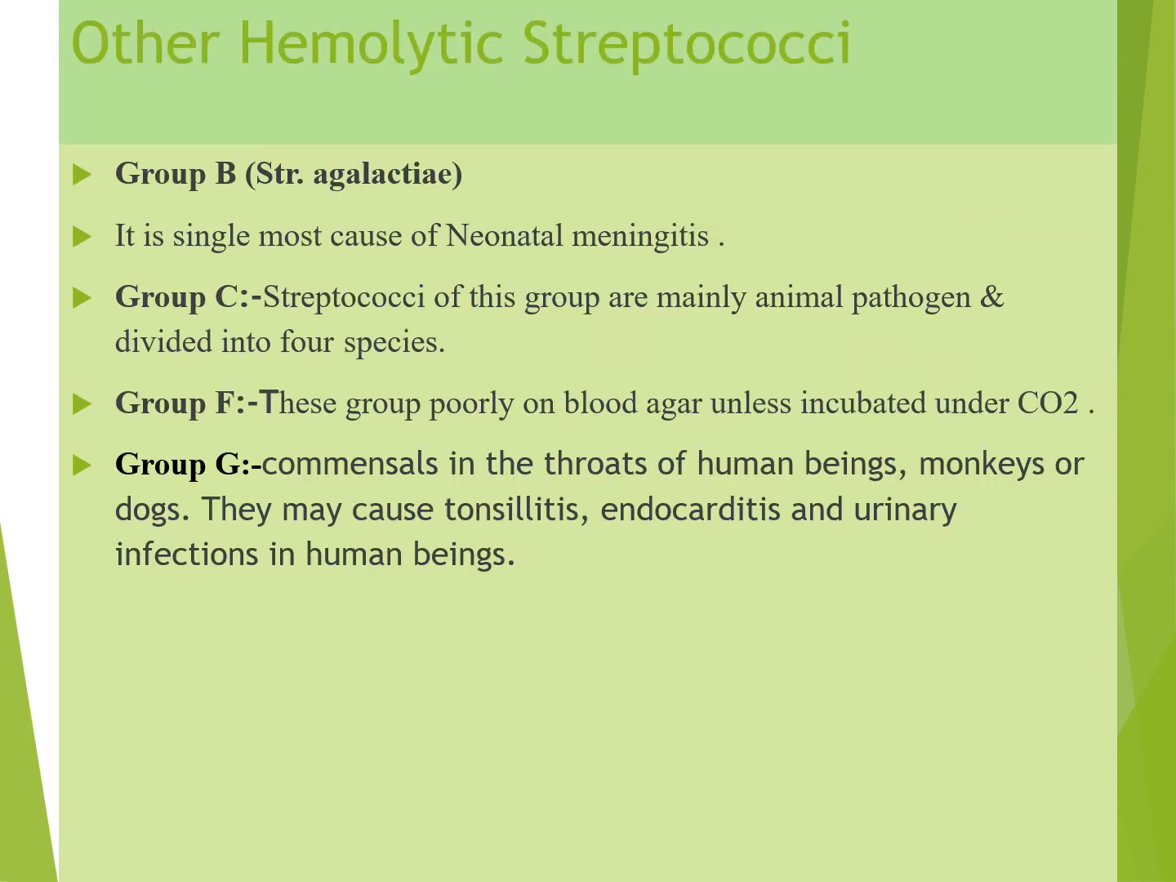Other hemolytic streptococci. Group B, Streptococcus agalactiae, is the single most common cause of neonatal meningitis. Group C streptococci are mainly animal pathogens, divided into 4 species. Group F grows poorly on blood agar unless incubated under CO2; the colonies appear very small unless we prepare the medium with CO2. Group G are commensal in the throats of human beings, monkeys, or dogs. They may cause tonsillitis, endocarditis, and urinary infections in human beings.